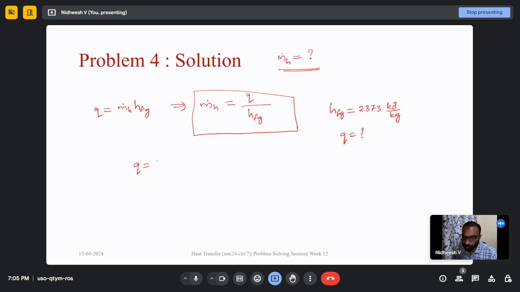What is Q? Q is effectiveness times Q max, right? Where Q max is the maximum possible heat transfer rate. Now let's write an expression for Q max. Q max equal to C min into temperature of the hot fluid at the inlet minus temperature of cold fluid at the inlet, right?